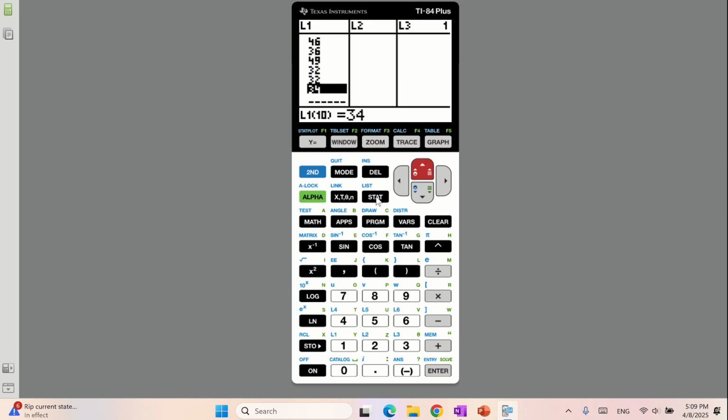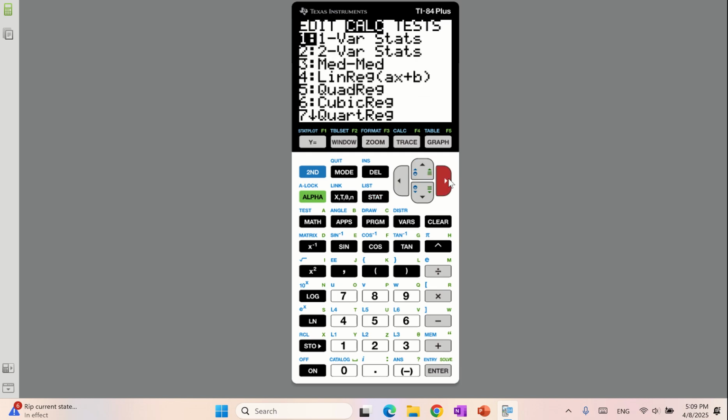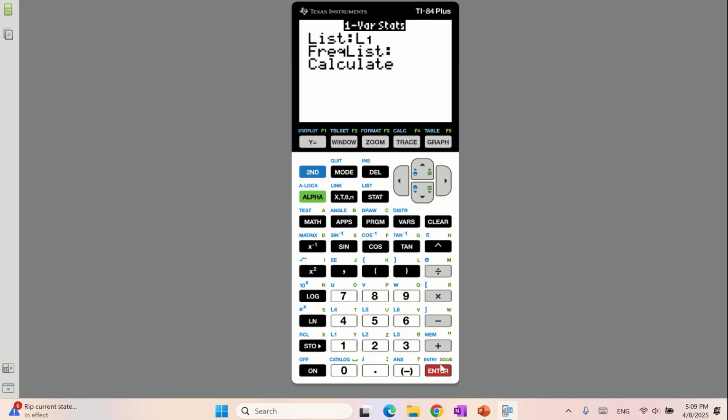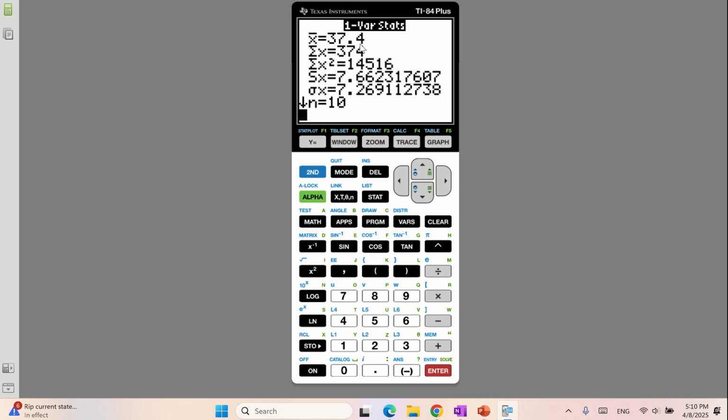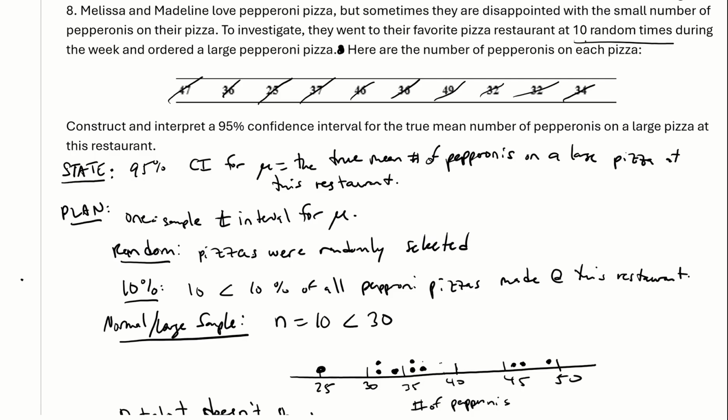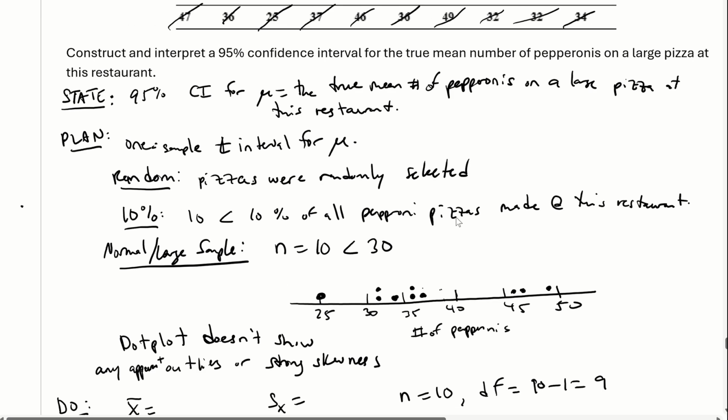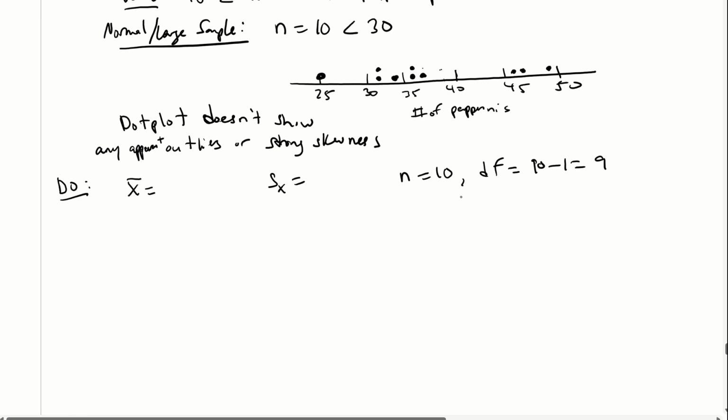So now we're going to hit Stat, and then we're going to go to Calculate, and go to 1-Var Stats. List L1, that's fine. And then we can calculate. So we get our X bar, that's 37.4, and we got our Sx, which is 7.66. All right, so I showed you how to calculate them on the calculator. So now we can go ahead and put those here. We got 37.4, and 7.662. So we're almost ready.